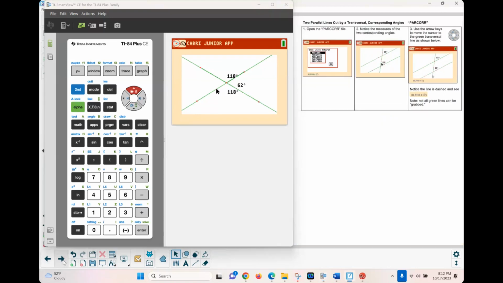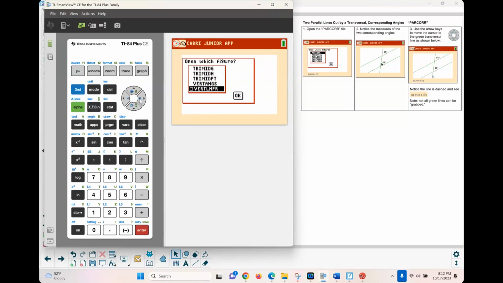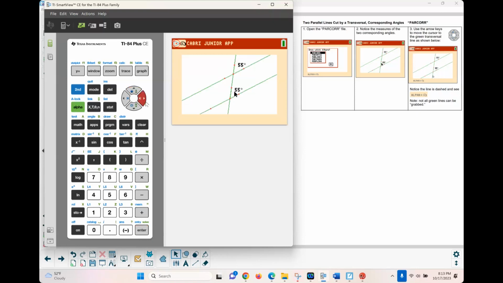All right. Corresponding angles, two parallel lines cut by a transversal. This one I called PAR and then CORR, so parallel corresponding. Again, all of these are available to you, and every single one of them has the explanation step by step on how to use them, because I know you're not going to remember this by just watching it one time. So I'm going to open this one up, and here I have two parallel lines cut by a transversal. You'll notice that my parallel lines are not horizontal. I didn't want them to be because we see them like that all the time. And I did measure the corresponding angles here.